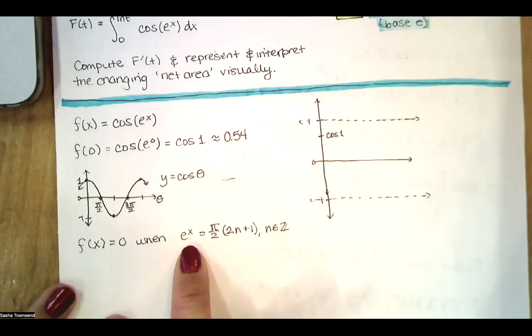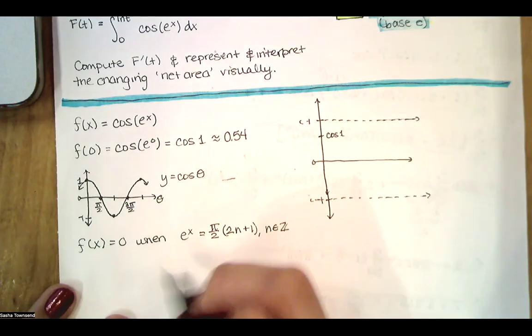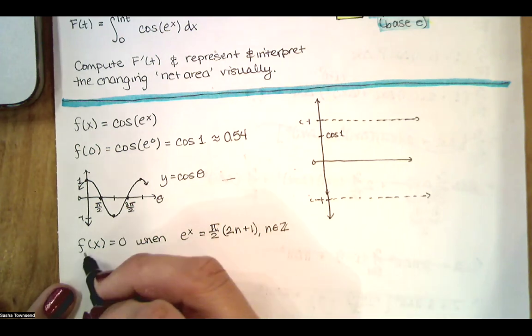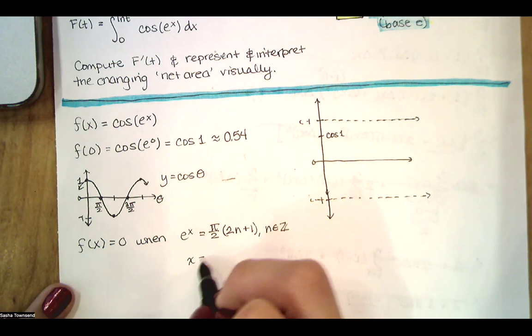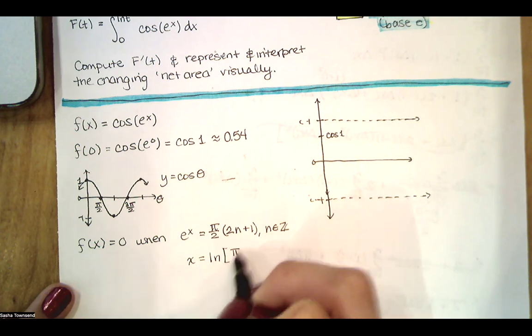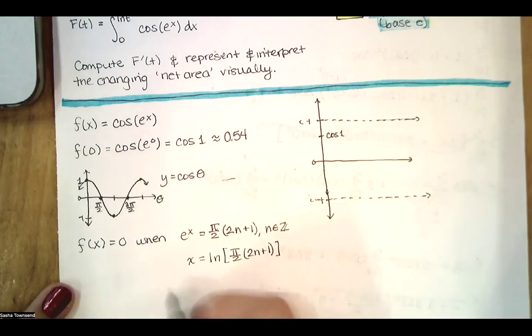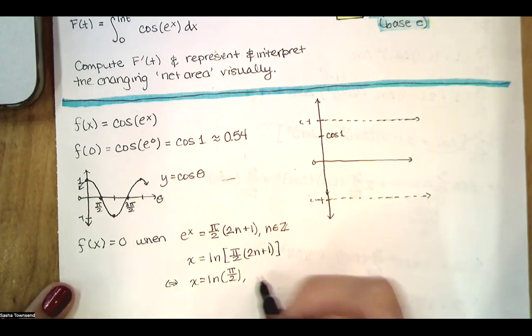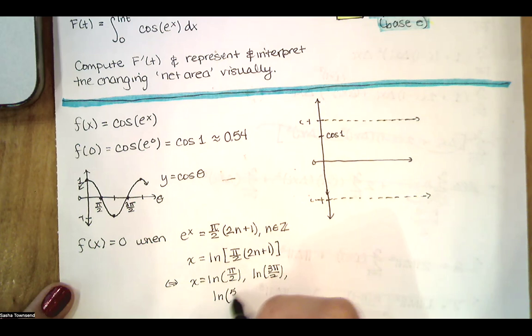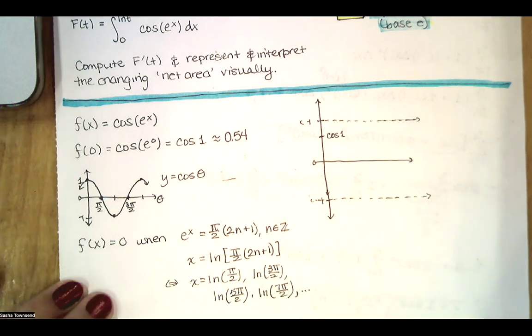And then if we solve for x by taking the natural log of both sides, we'll have zeros for the integrand when x equals natural log of those odd multiples of pi over 2. So specifically, we'll have x equals natural log of pi over 2, x equals natural log of 3 pi over 2, x equals natural log of 5 pi over 2, natural log of 7 pi over 2, and so on. It'll continue like that.